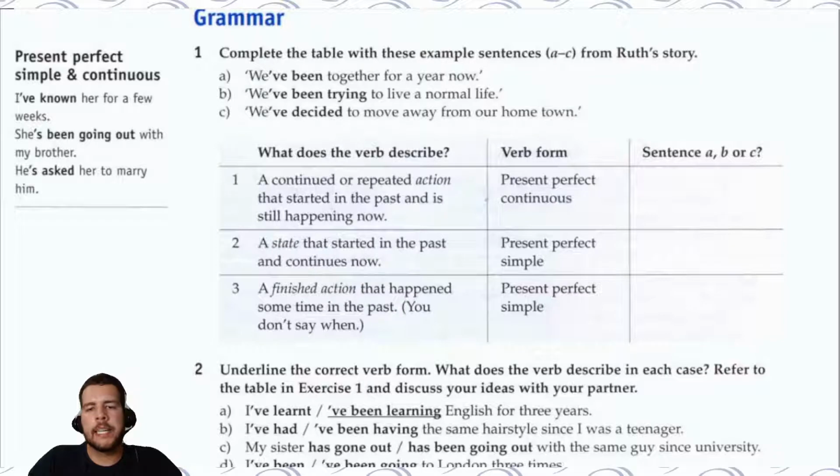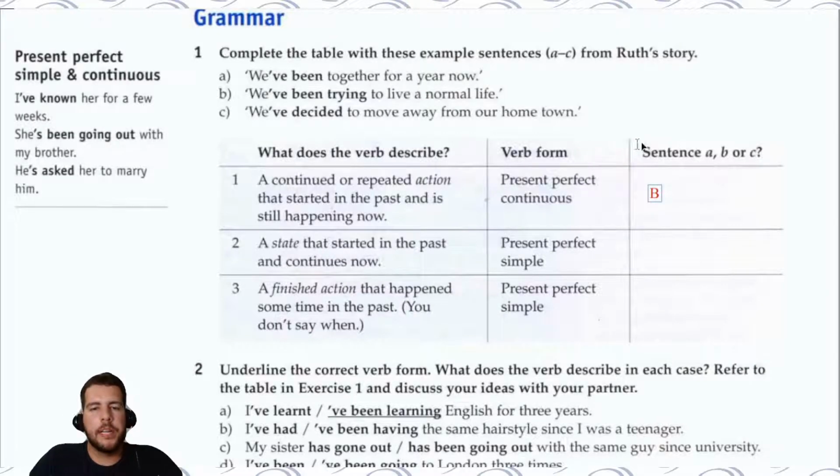Before we have a look at the table, let's see verb form. Present perfect continuous, perfect simple, and perfect simple. From sentences A, B, or C, which sentence is in the present perfect continuous? Yeah, that would be sentence B.